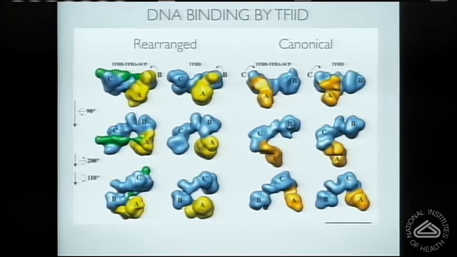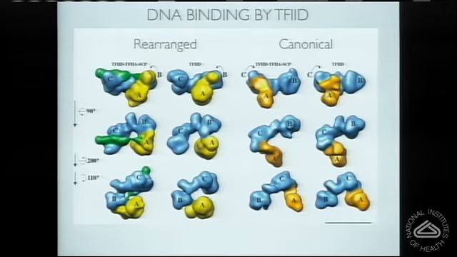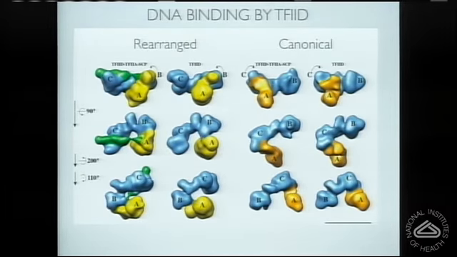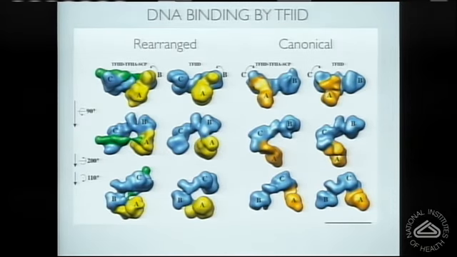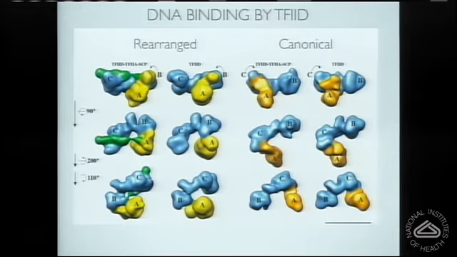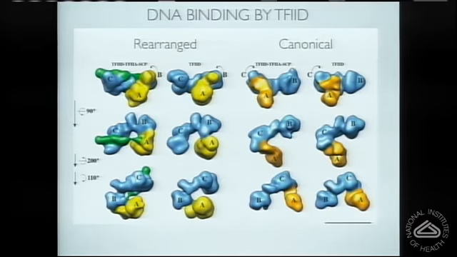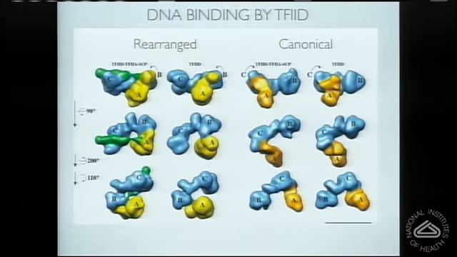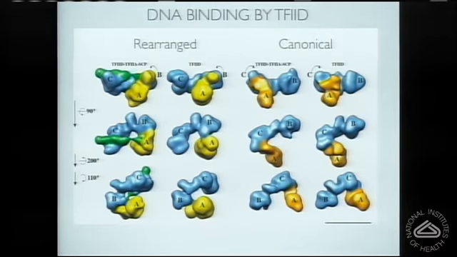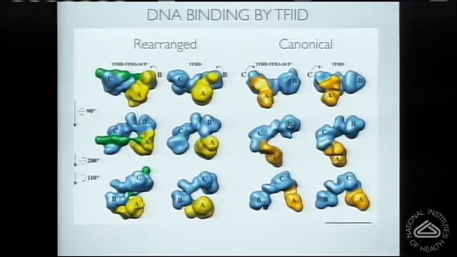But now, in the sample that contains both TFIIA and supercore promoter bound to TFIID, he sees this structure. This structure is like the rearranged state, but now it has extra density that corresponds to DNA. Okay? So the DNA is binding to this rearranged state.